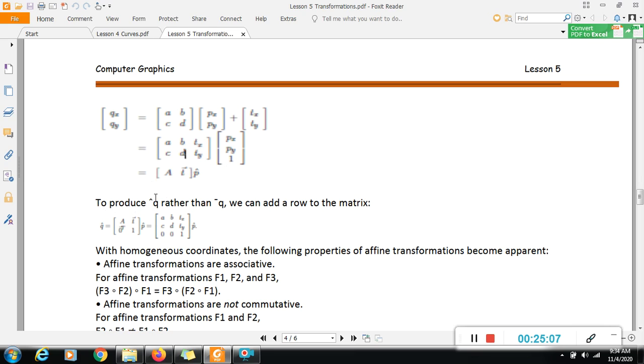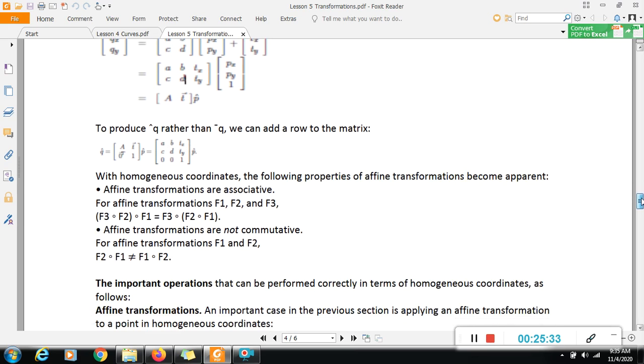To produce the matrix Q, I mean the matrix Q rather than the point Q, we add a row to the matrix. So we pick the matrix here and add a row. This is 0, 0, 1, and of course this row now is added, and creates what you're calling the homogeneous matrix instead of the point.